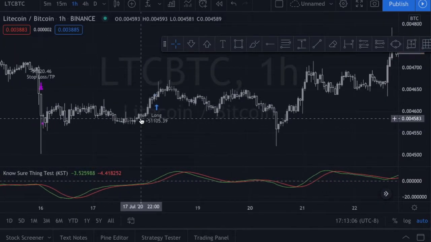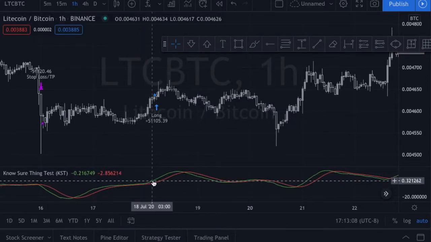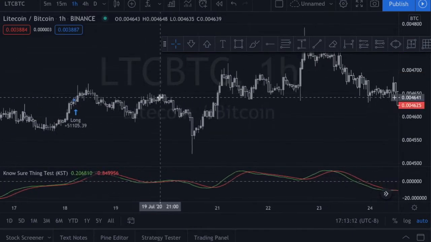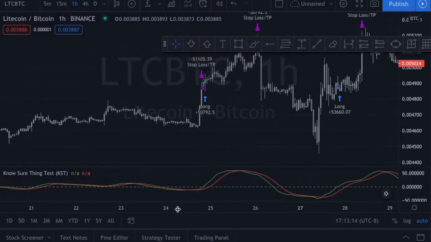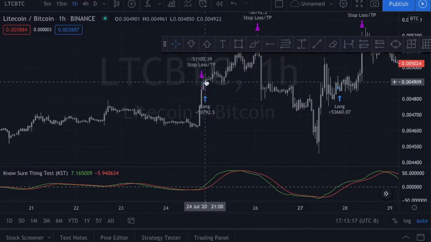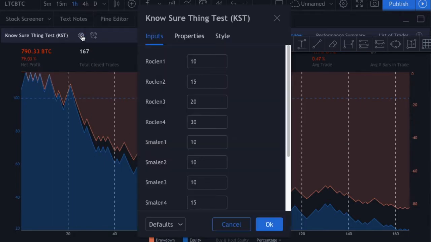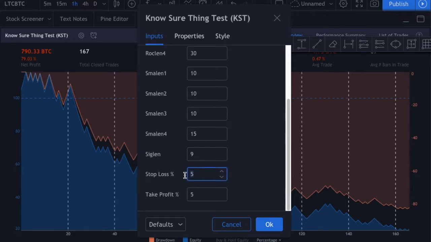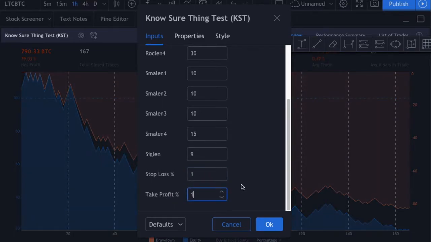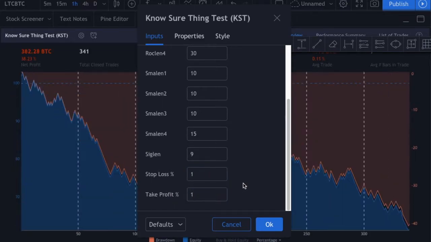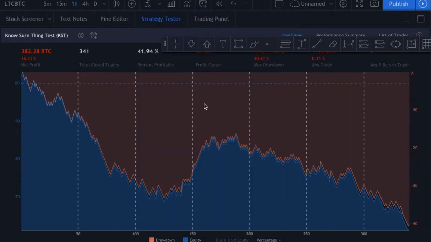Okay, so now we're here. Now you see the green line. Every time the green line crosses above the zero line, we're taking a buy position. We're in a position there. So let's see how that does. Let's go down to our strategy tester, and we're still not doing great. We're down 79%. Let's see what happens when we have a stop loss of 1% and our take profit of 1%. It's a little bit better. We're still down 38%, but still not great.